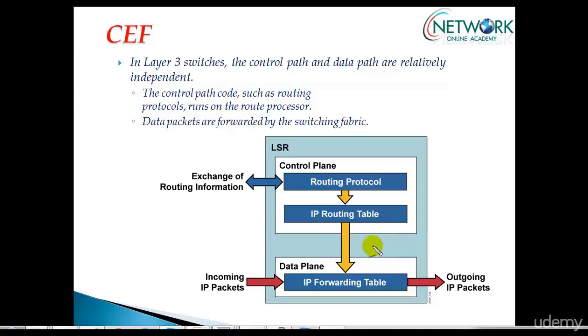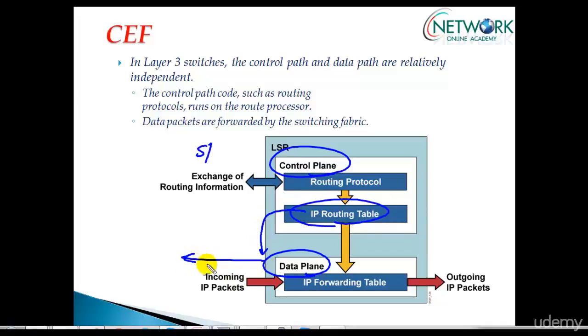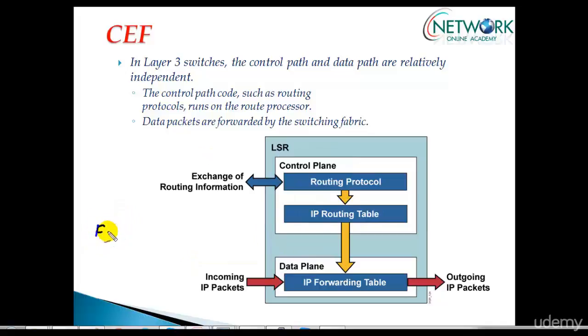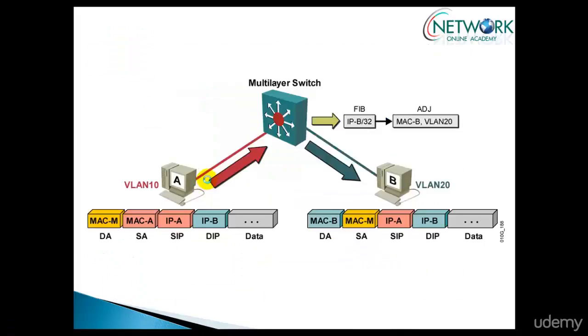Now we majorly have two planes here. We have something called the control plane and the data plane. The control plane is more like software information which is going to build a routing table, which we call the RIB, Routing Information Base. Based on that routing table, CEF is going to copy this routing table information into your data plane. So now in the data plane you are going to have two tables. We have something called the FIB, Forwarding Information Base, and then we have something called the adjacency table. I have that in my next slide here.